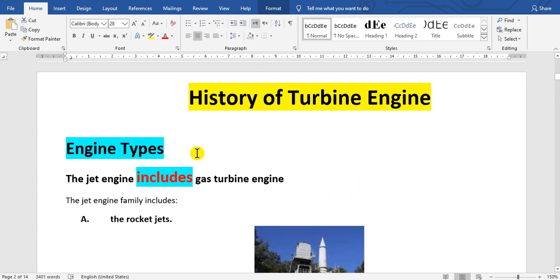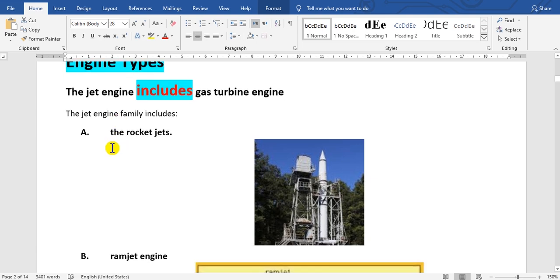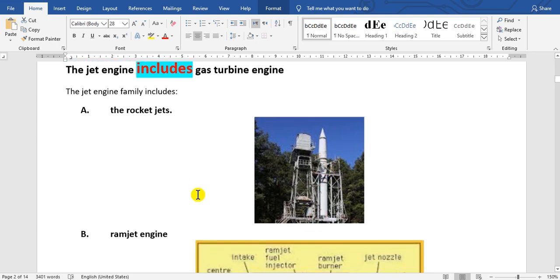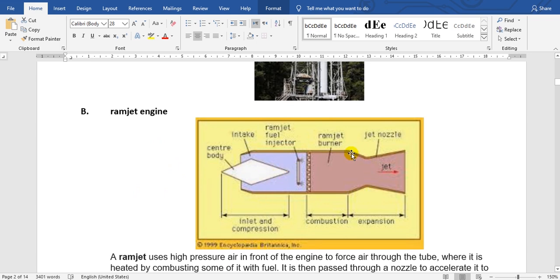The engine types: the jet engines include the gas turbine engine. So the gas turbine engine is a branch of the jet engine. The jet engine contains the rocket jet, okay, the ramjet engine here.